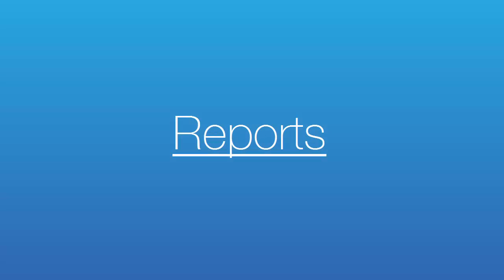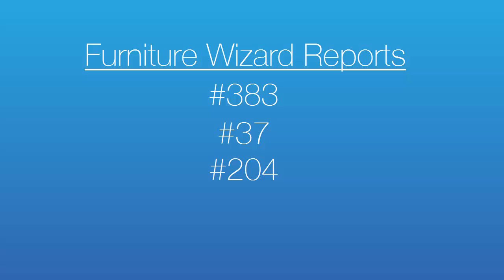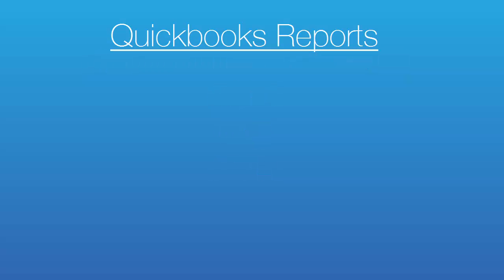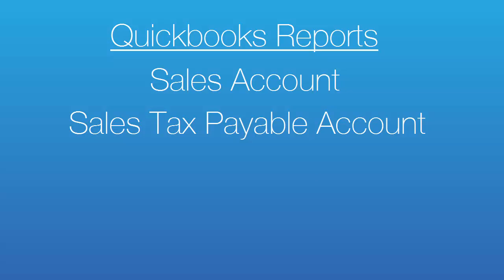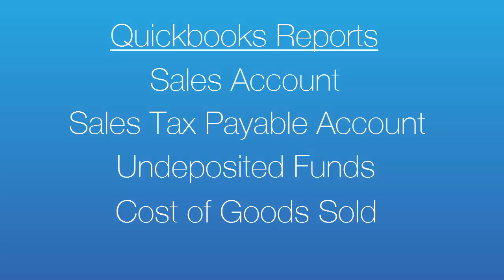You can also verify the synchronization by complete date. To do this, you'll want to print the following reports. In Furniture Wizard, print report numbers 383, 37, and 204. In QuickBooks, print the sales account, sales tax payable account, undeposited funds, and cost of goods sold.